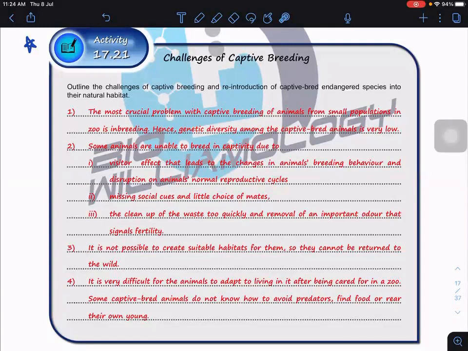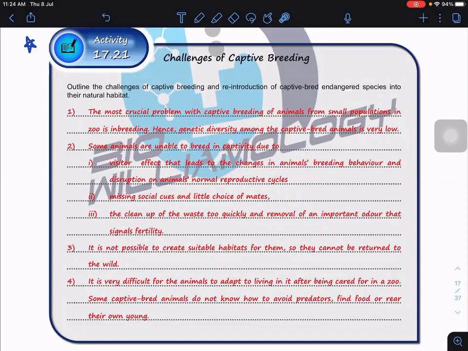And sometimes in certain animals, because the zookeeper rapidly cleans up the waste, okay, the urine, washes their area, and also removes the dung. What will happen here is, when they quickly remove or clean this waste, they remove the important odor that signals fertility. Those hormones, those smells, the signal to the partner that, oh yeah, the female is in the reproductive cycle. But because of the removal of the waste, they miss out on this signal.